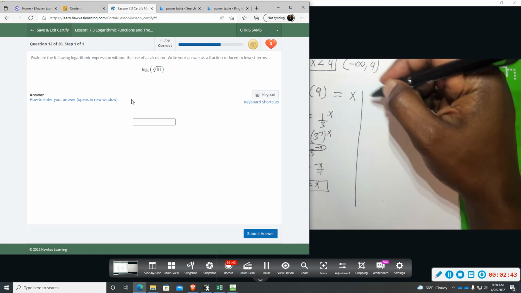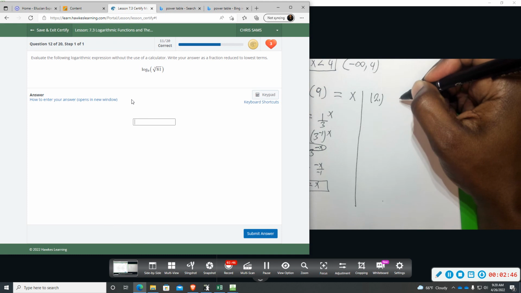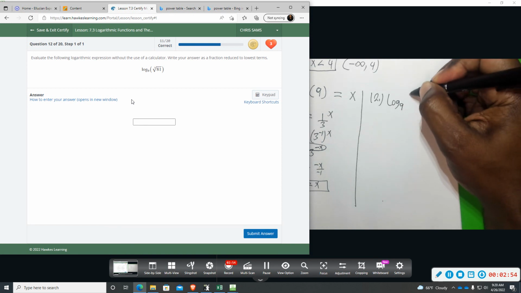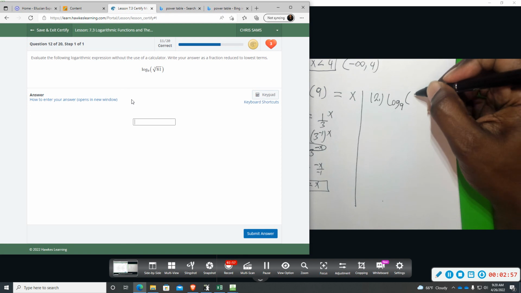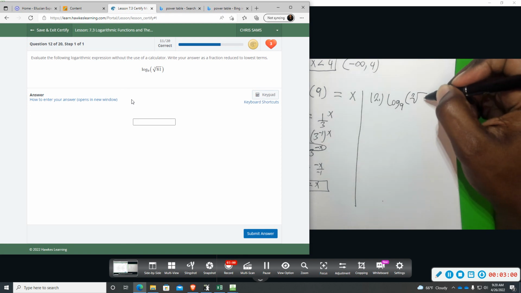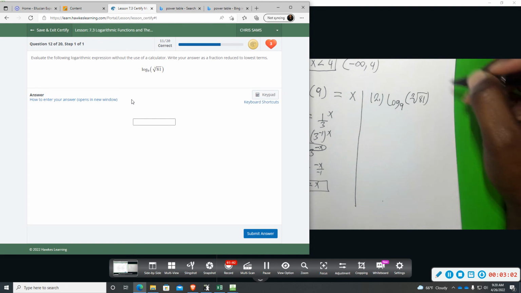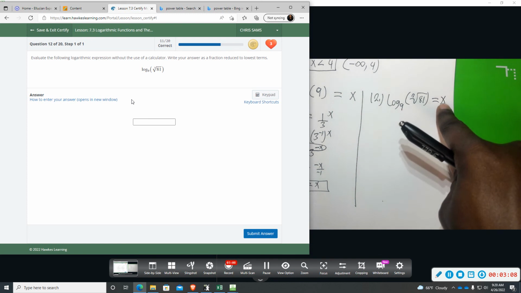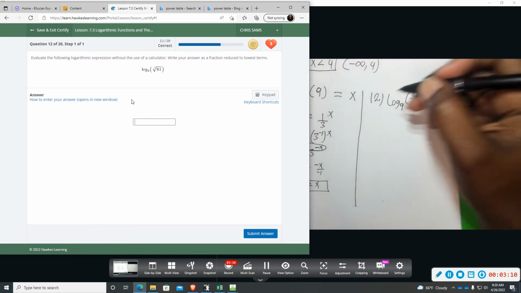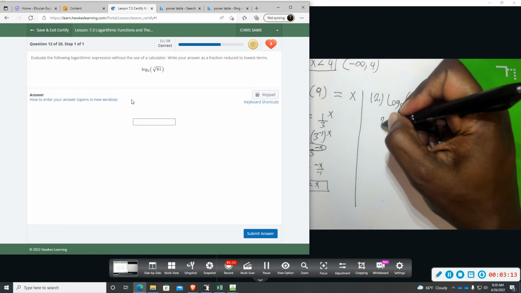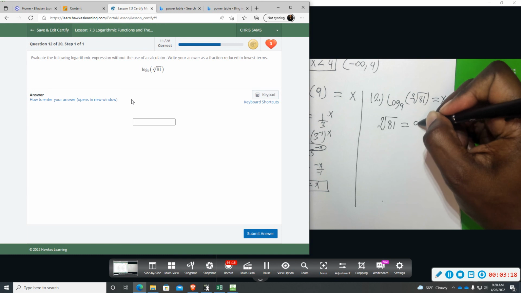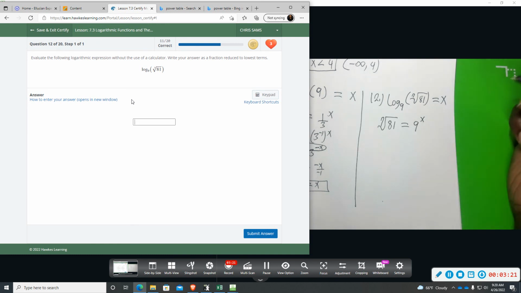So number 12, we have log base 9, and then in parentheses we're evaluating the 7th root of 81. And again, I'm going to write equals x. Okay, I'm going to take this base 9 and raise it to the x power. Move it over here. It's going to become my base. So this is 7th root of 81 equals 9 to the x power.